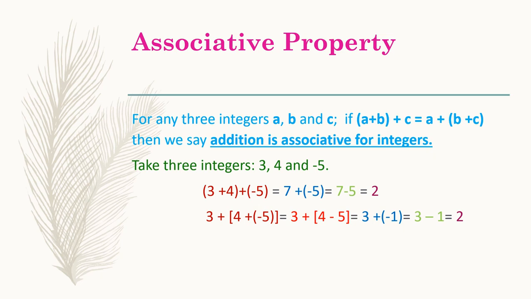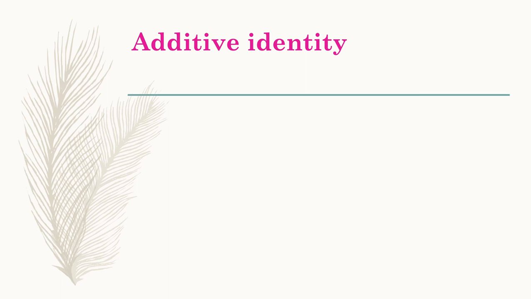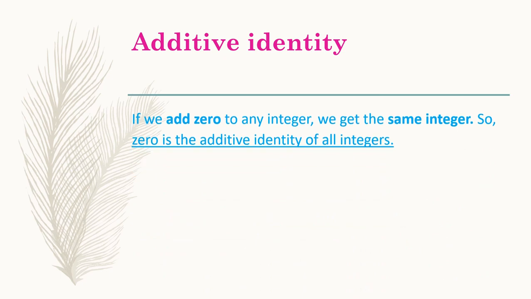Now in the RHS part, it is 3 plus into bracket 4 plus into bracket minus 5 bracket close and then square bracket close. So first we will solve the square bracket. So in square bracket it becomes 4 minus 5. Now we will solve the square bracket, we get minus 1. So now equation is 3 minus 1 equals to 2.